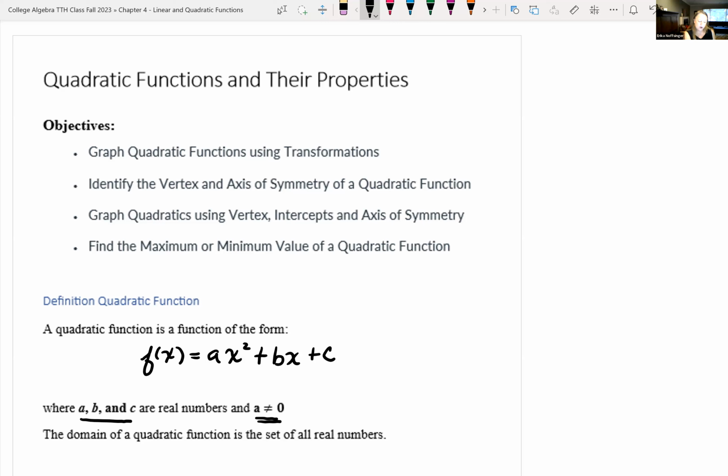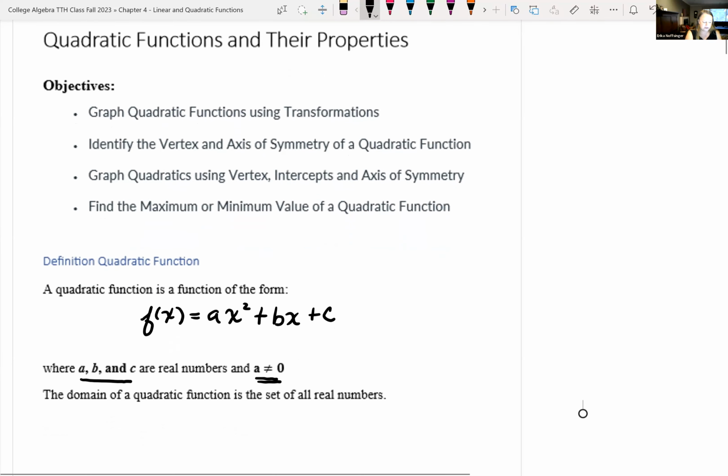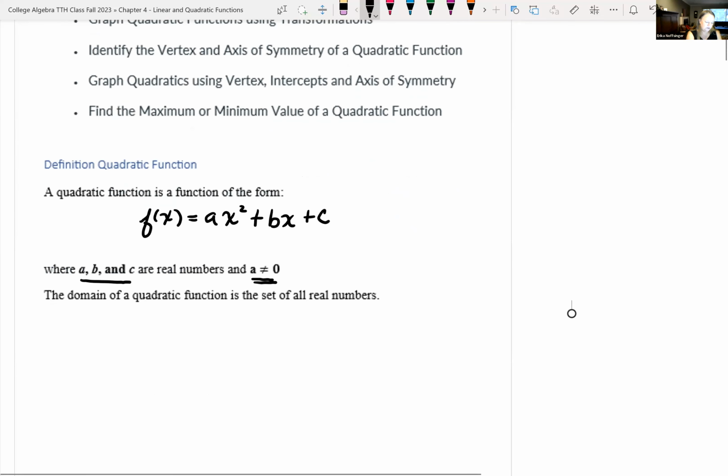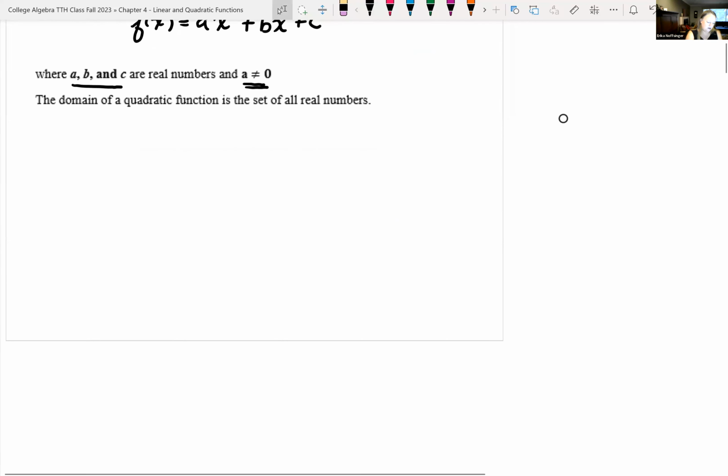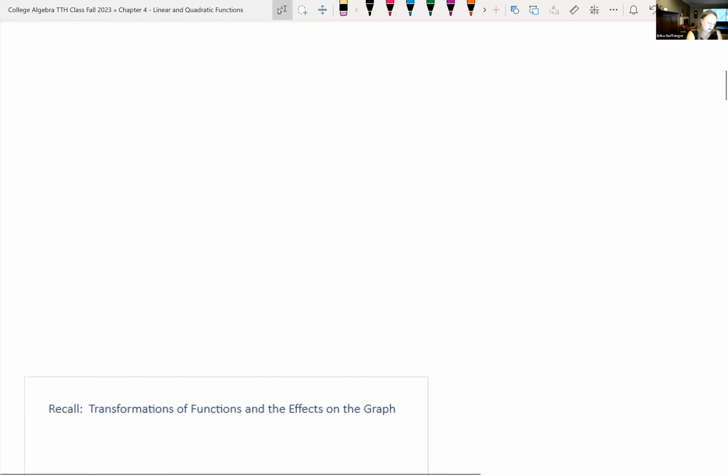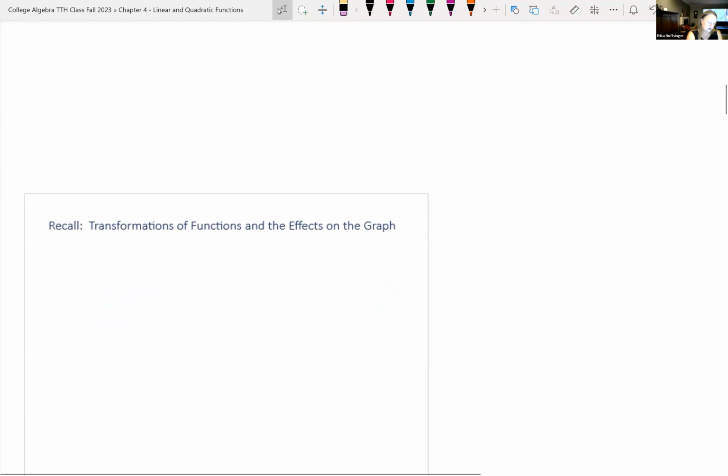The domain of a quadratic function is the set of all real numbers. Notice when we were looking for domains of an equation, we were looking for trouble spots, and those were values which gave us 0 in a denominator, which there's no variable in the denominator there, or negative numbers under an even-powered radical, and there's no radicals there. So the domain for a quadratic is all real numbers.